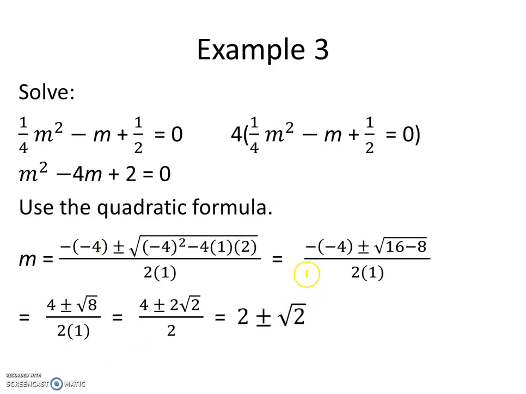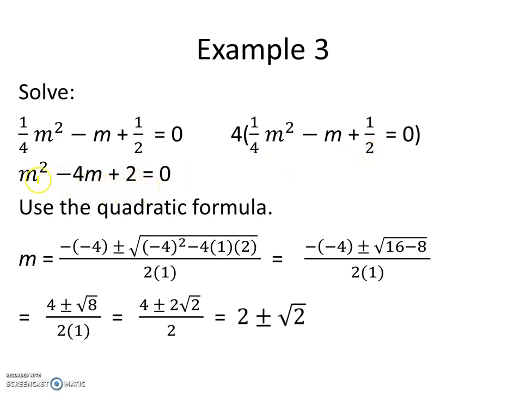On example 3, we're given the equation 1/4 m squared minus m plus 1/2 equals 0. You certainly can use fractions if you want to, but I wanted to get rid of the fractions, so I multiplied by the common denominator of 4. When I take 4 times 1/4, I get m squared. Then when I take 4 times negative m, I get negative 4m. And finally, 4 times our positive 1/2, we get plus 2.